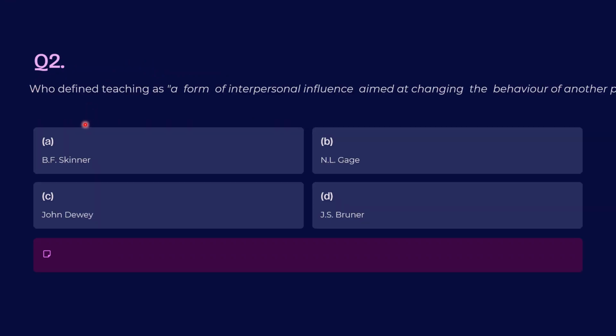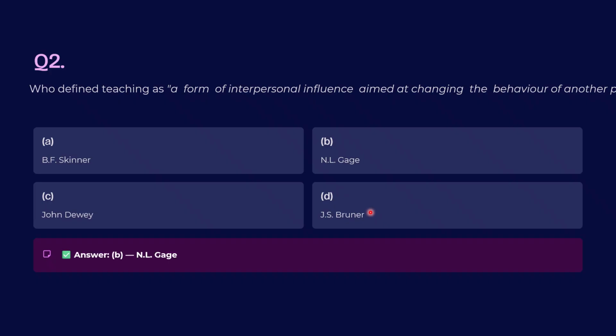So question number 2 is: who defined teaching as a formal interpersonal influence aimed at changing the behavior of another person? A. B.F. Skinner, B. N.L. Gage, C. John Dewey, D. G.S. Berner.